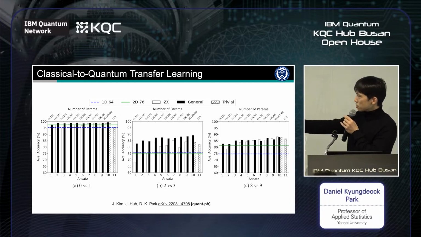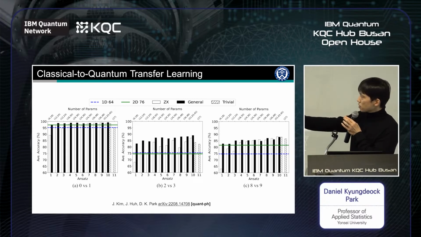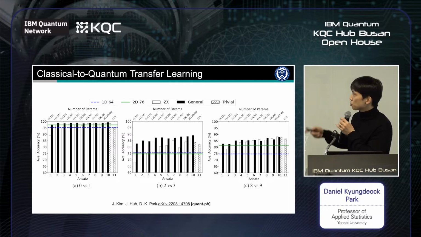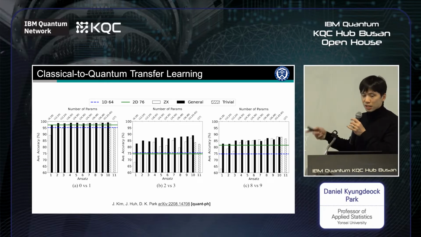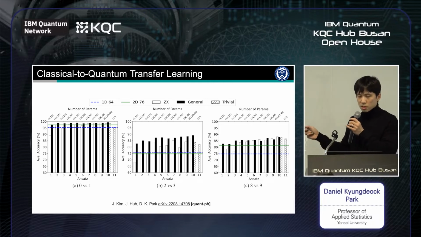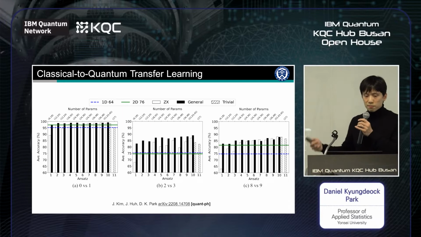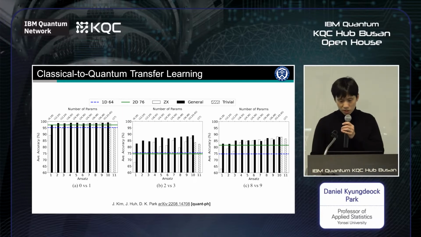And we have tested this for doing a classification between 0 and 1, 2 and 3, and 8 and 9. And in all cases, there are lots of bar graphs, but basically all these bar graphs are obtained from classical to quantum transfer learning, whereas the solid lines are obtained from classical to classical transfer learning. And these results were quite promising because they all support that it will be more beneficial to do classical to quantum transfer learning rather than purely classical transfer learning.